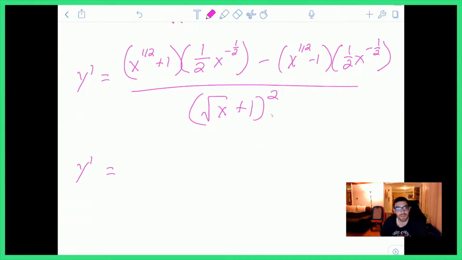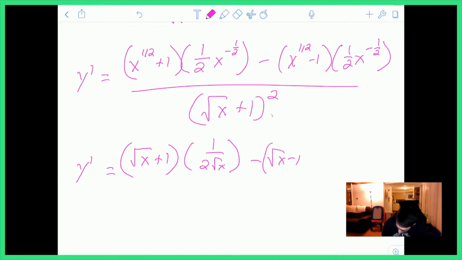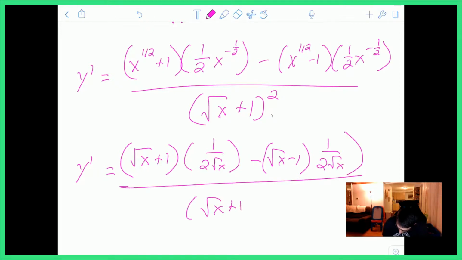So let's see if we can simplify. So x to the 1/2, I'm going to put the radical back. So this is radical x plus 1 times 1 over 2 radical x, minus radical x minus 1 times 1 over 2 radical x, all divided by (radical x plus 1) squared. I'm not quite sure where I need to take this. That's the derivative. I've successfully completed the problem.